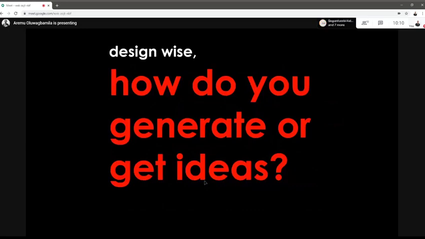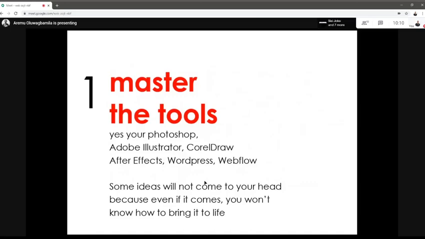So design-wise, we know that this is a design session. How are you able to generate ideas? How are you able to optimize yourself for ideas? The first thing, which will help most of you, is to master the tools. I'm referring to your Photoshop, your Illustrator, After Effects, your WordPress, your Webflow, and whatsoever it is. And here's the reason. If you do not know how to use your tools very well, it's very difficult for you to think along the line of that idea.